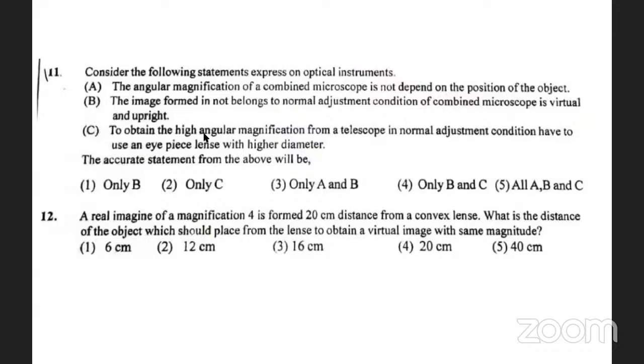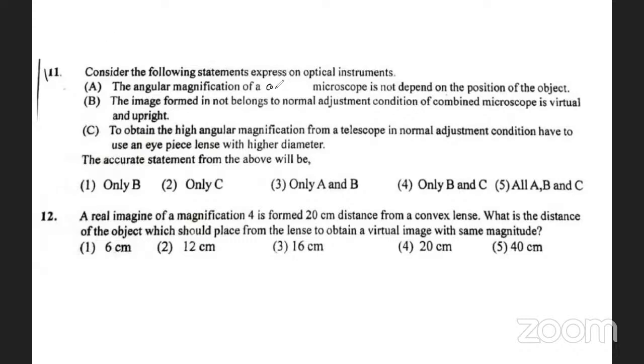Consider the following statements about the following expressions on optical instruments or something like that. So the translation is not very pristine, but it's okay. Hope you can understand what they're trying to say. Okay, the angular magnification of a combined microscope. I think it should be compound microscope. No, people, it should be compound microscope. Let's change it.